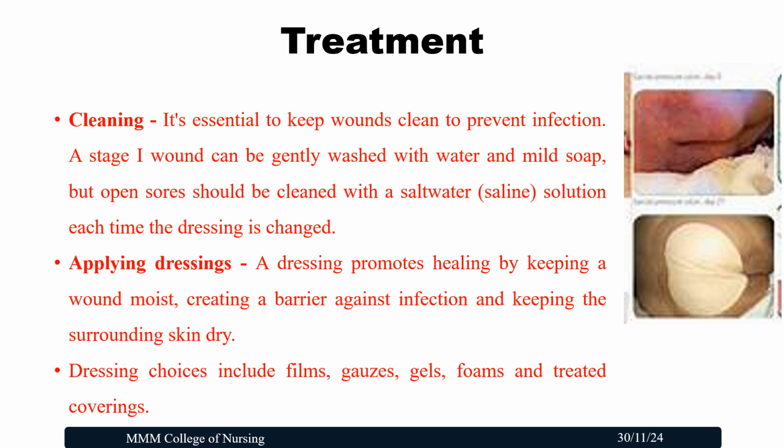And the fourth one is applying a dressing. The dressing promotes healing by keeping a wound moist, creating a barrier against infections, and keeping the surrounding skin dry. Dressing choices include film dressings, gauze dressings, gel dressings and foam dressings, treated with a covering. Many types of dressings are available nowadays, so you can go for them.